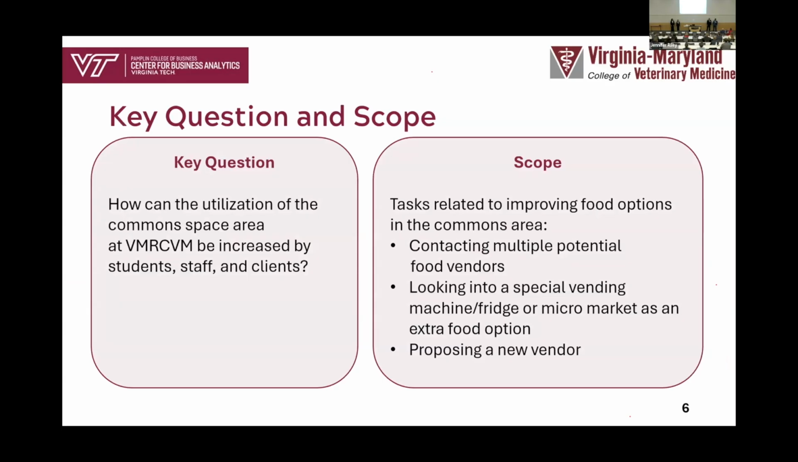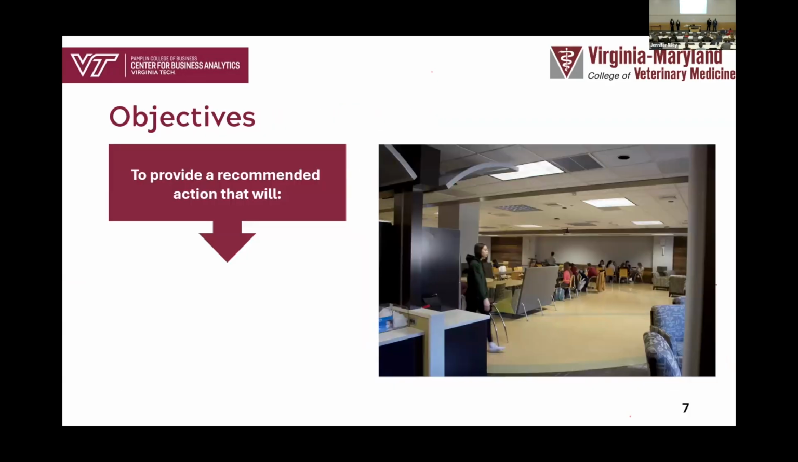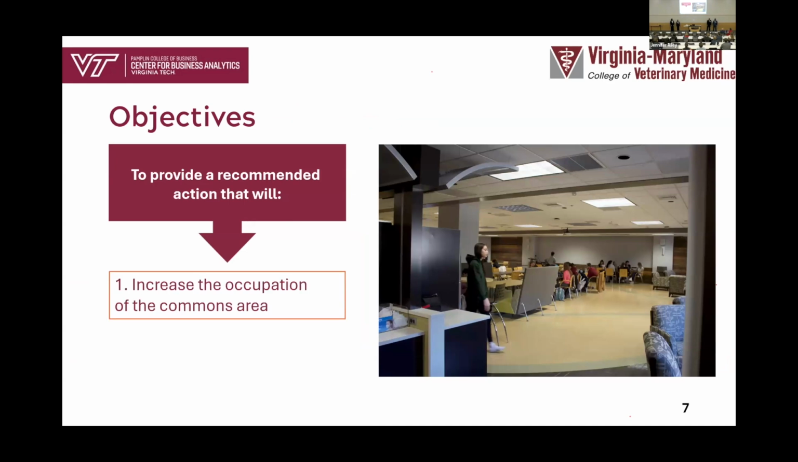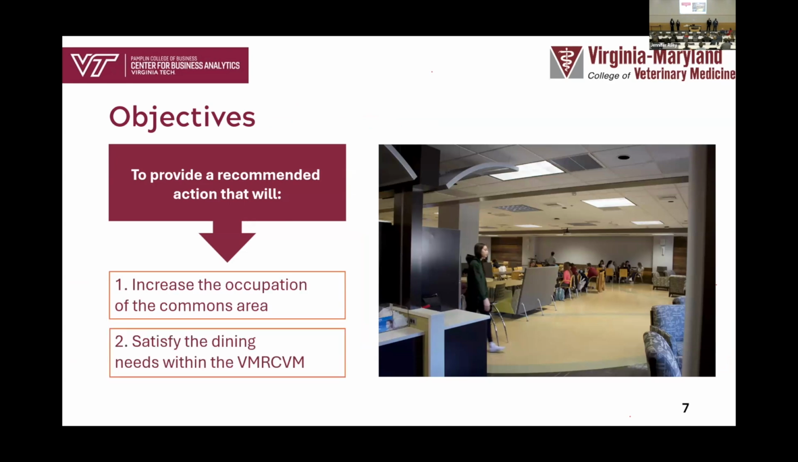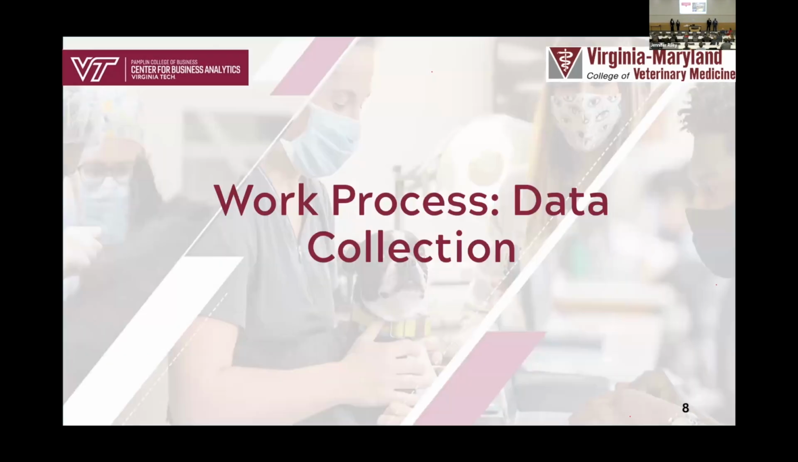To do this, we focused on contacting potential vendors, also looking at alternatives such as vending and micro markets, and proposing those new vendors. Our goal is to provide a recommendation that will, one, increase usage of the commons area, and two, meet the dining needs of the vet med community. Now that we have outlined our objectives, Ashley will give us a look at how we collected our data.